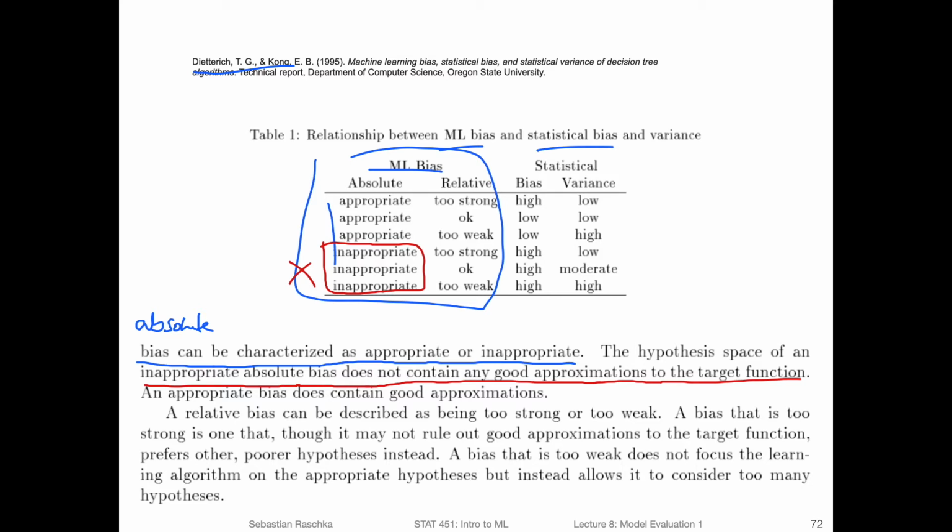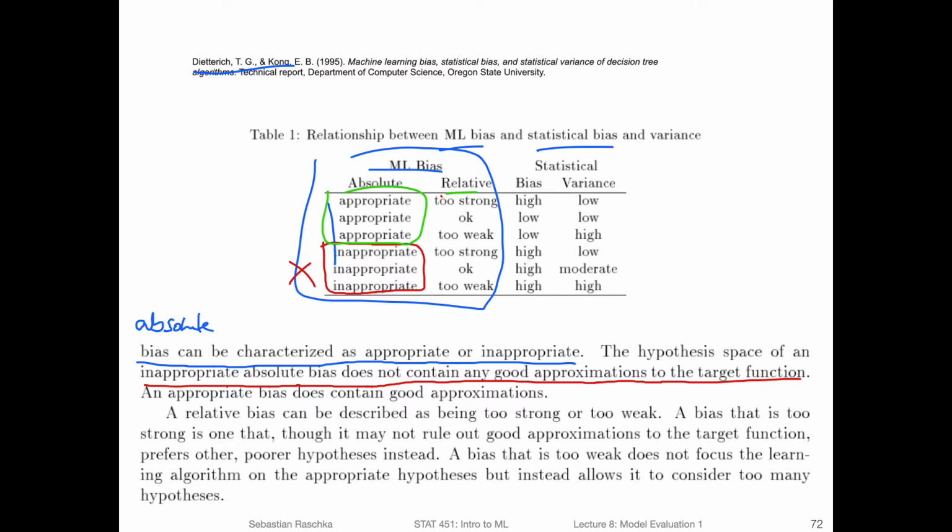So for example, if we think of image classification, I would say a decision tree is really not a good classifier. So in this case, a decision tree would have an inappropriate bias for, let's say, the case of image classification. Now the appropriate section here, this would be a bias where good approximations are contained. So even though there's a bias, it's possible to get a good approximation to the true target function that we want to model.